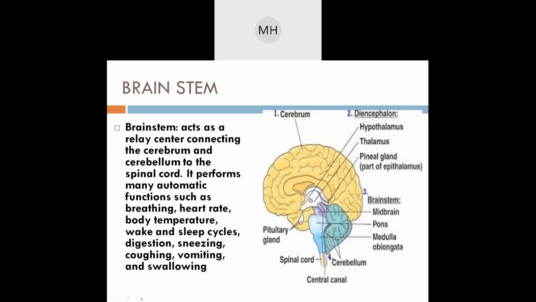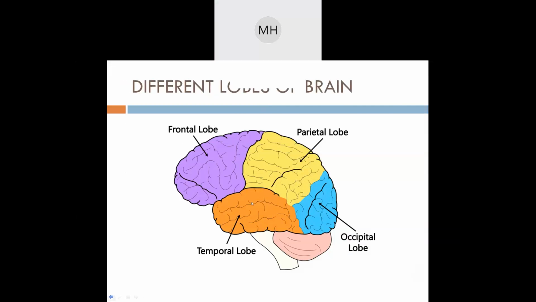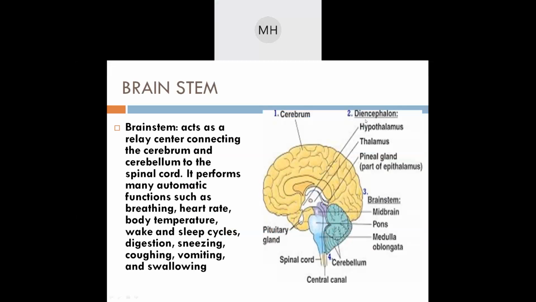Okay, is it clear about the brainstem, everyone? Yes, ma'am. Okay.